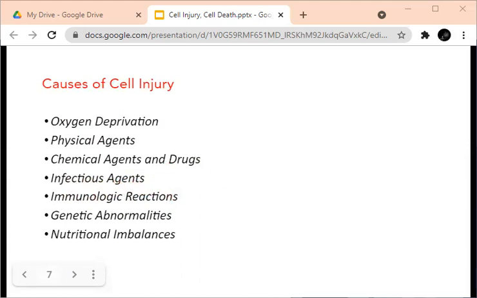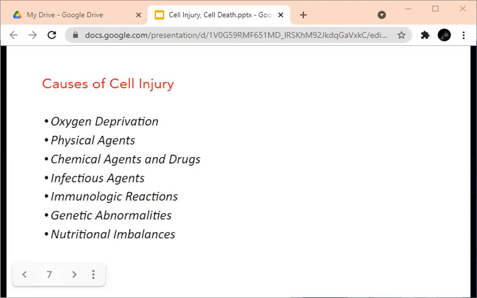Remember that in cases of autoimmune diseases especially, the body produces antibodies against our own self antigen, present in us, so it attacks. So that's how immunologic reactions affect or cause diseases.